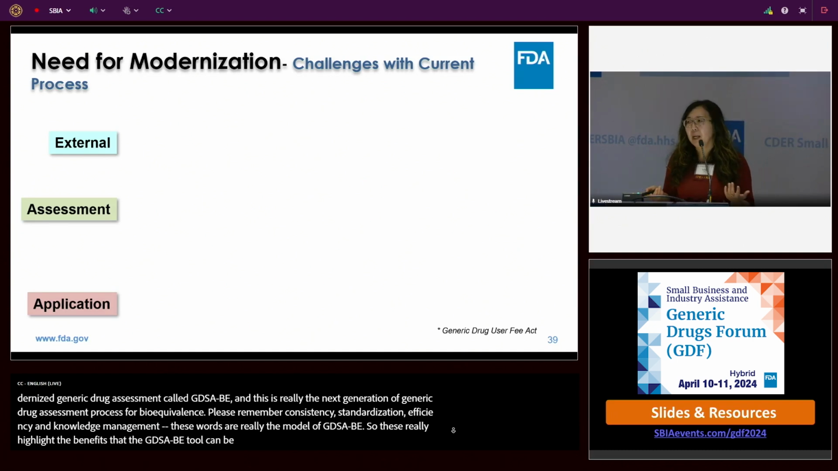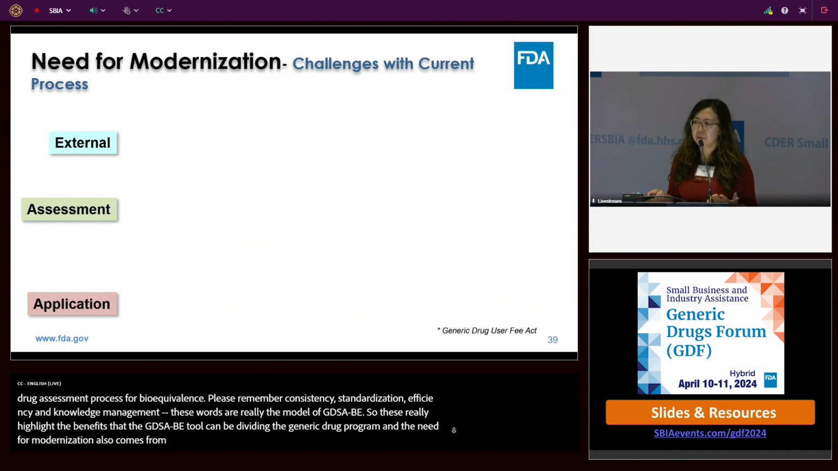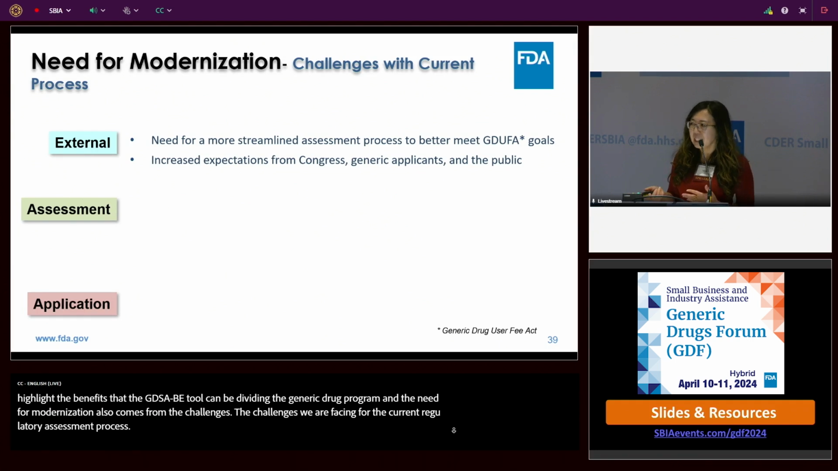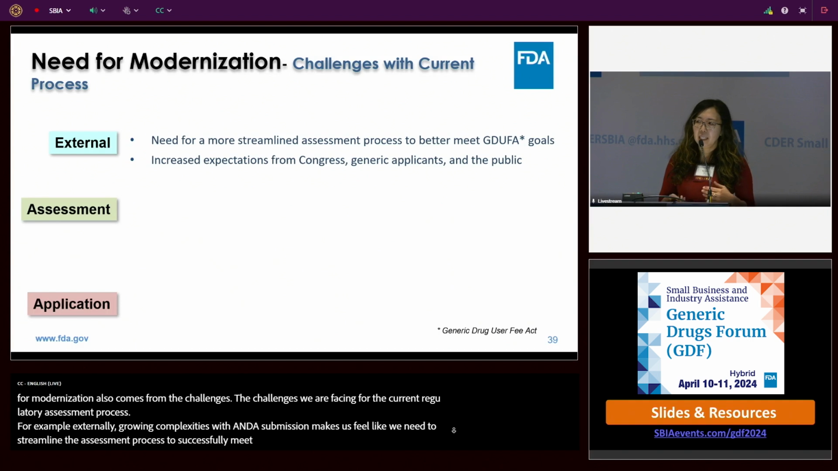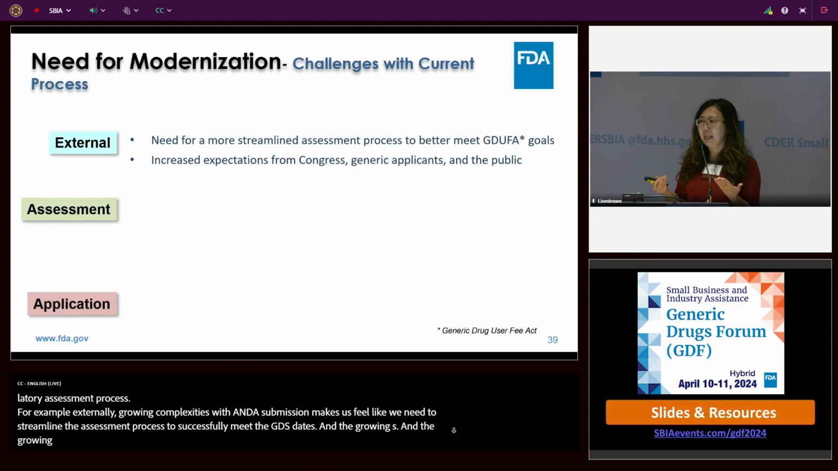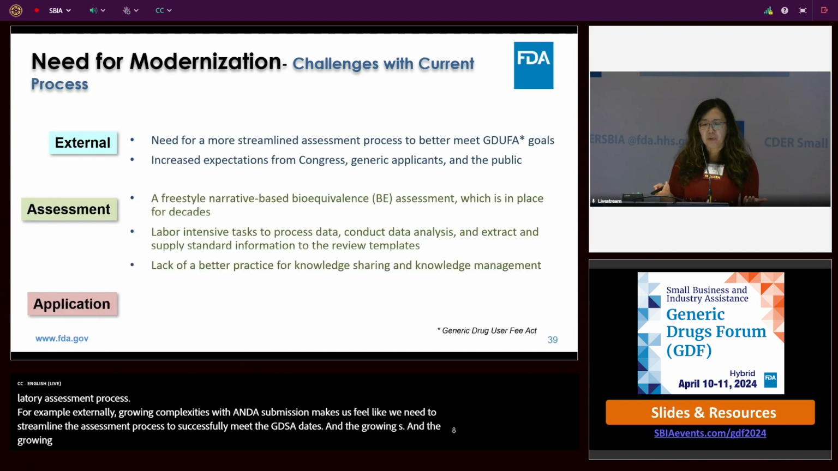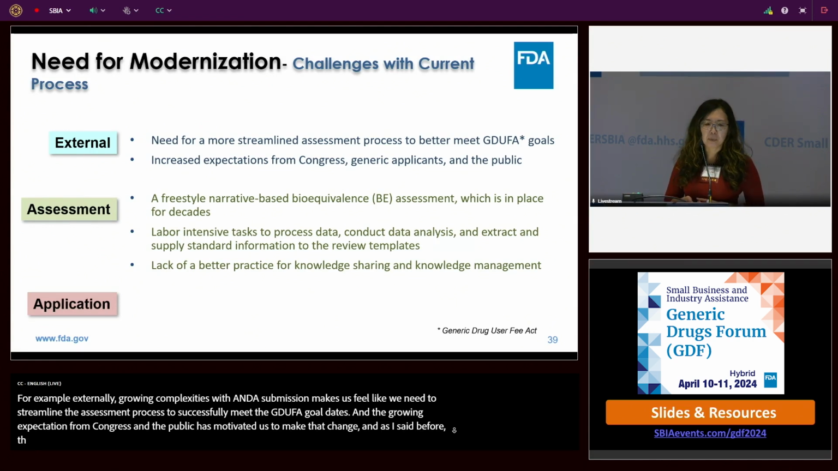The need for modernization also comes from the challenges we're facing with the current regulatory assessment process. For example, externally, growing complexities with ANDA submissions make us feel we need a streamlined assessment process in order to successfully meet the GDUFA goal dates. Also, growing expectations from Congress, from the public, from all of you have motivated us to make the change. Like I said before, the current regulatory assessment is not ideal, not perfect, right? We recognize there is a lot of room to improve this process.